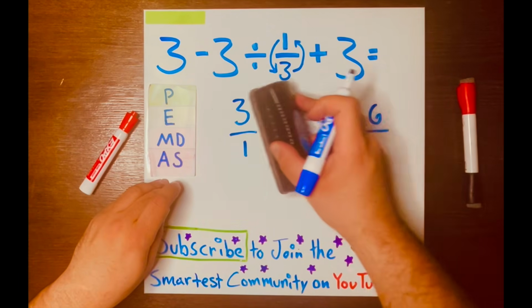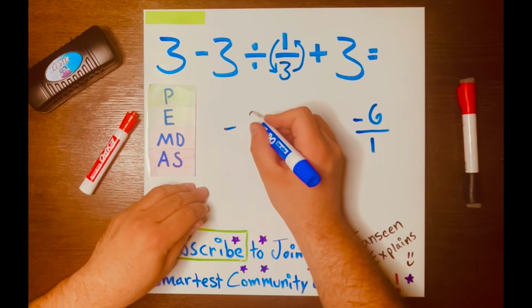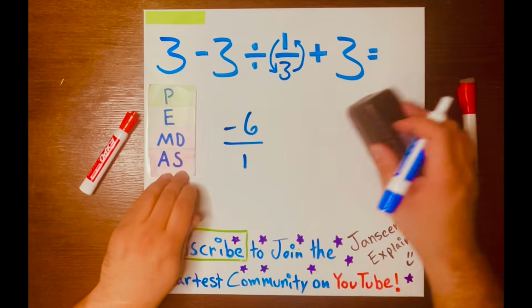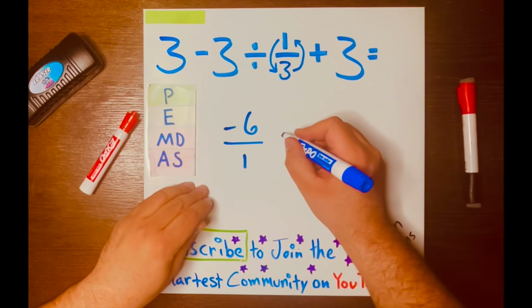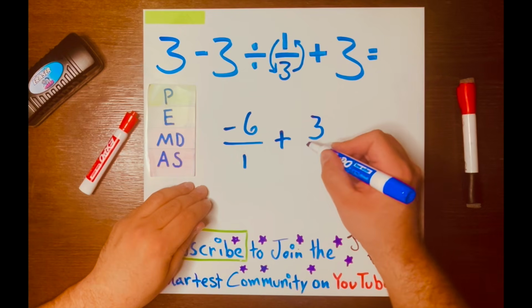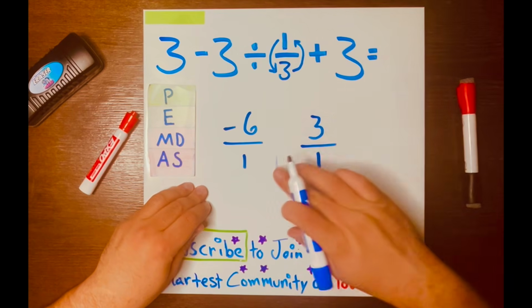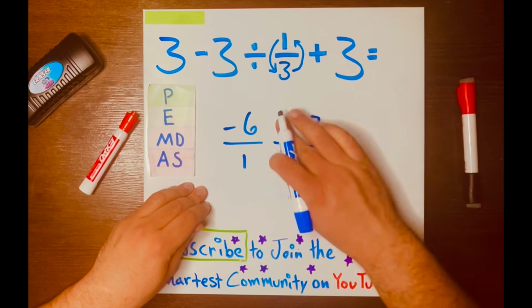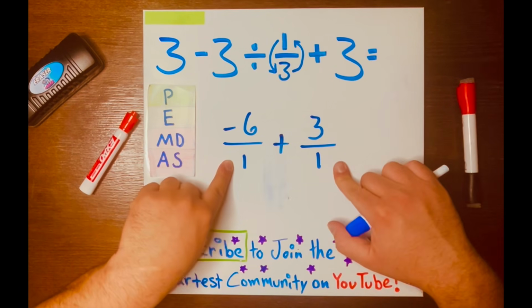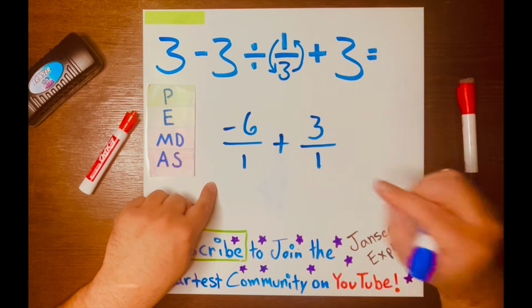I'm erasing this part we don't need and write the -6 over 1 to this side of the board. Erase this. Bring down the plus sign and let's bring down the 3 down, but in a fraction form to make the math fun and easy. 3 over 1 equals 3, does not change the 3. And we are adding two fractions. So -6 over 1 plus 3 over 1.